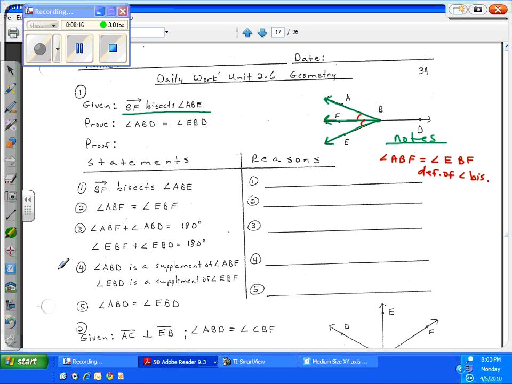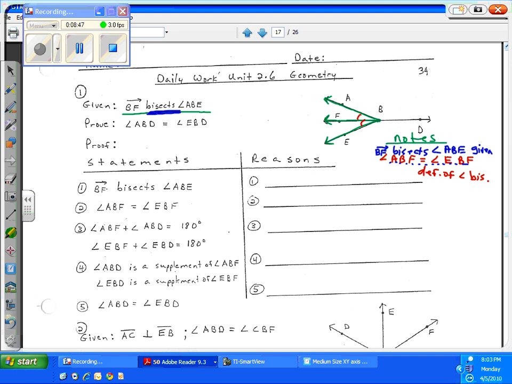Now, we know that before you can say definition of, you have to have the word, and here's what you get out of it. So we need the word first, so we need to put in the proof, before we say that those are equal, that ray BF bisects angle ABE, and the reason for that statement would be that it was given information.